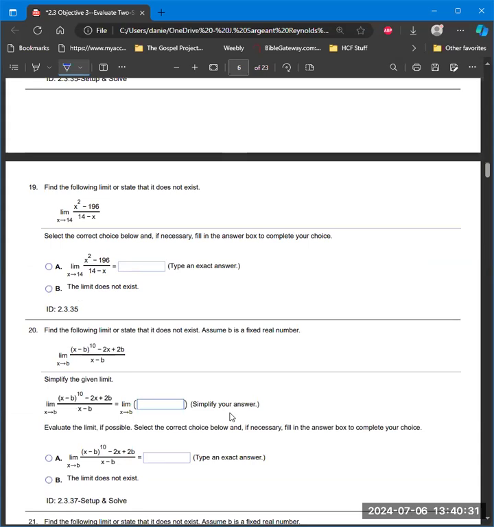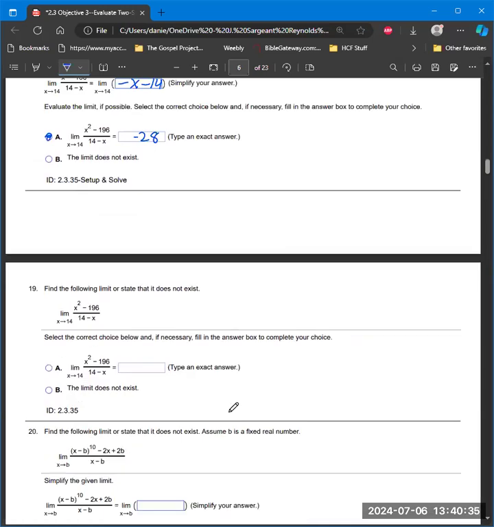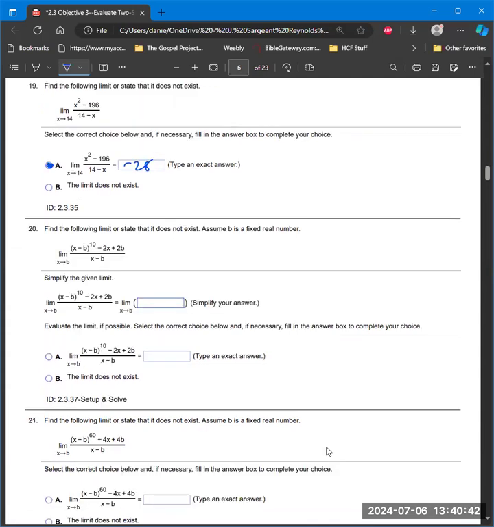It's the same problem. All right. If I were to stick b in here, this is going to be 0 minus 2b plus 2b over b minus b, which is 0 over 0, so I need to do some factoring. x minus b minus 2 times x minus b, x minus b, limit as x approaches b, it's going to be x minus b times x minus b to the ninth minus 2 over x minus b.